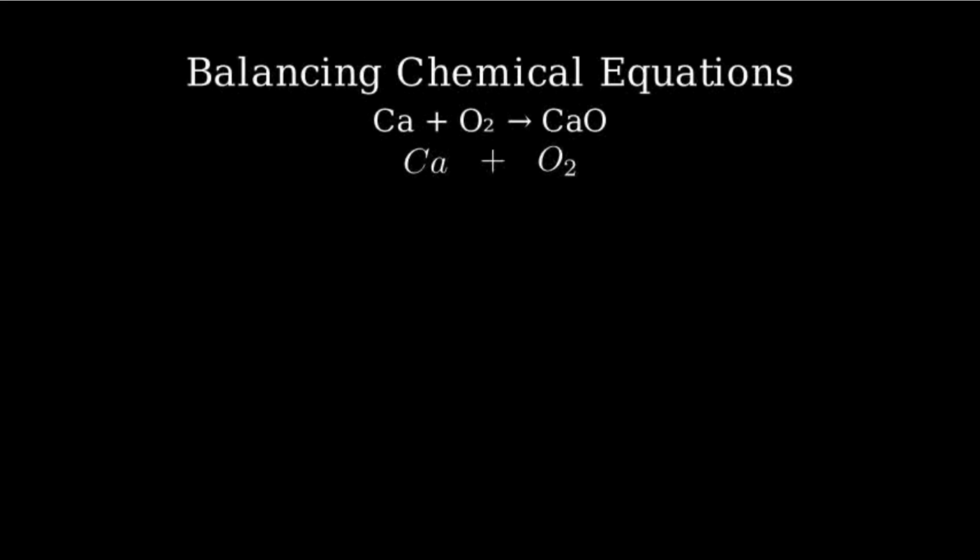On the reactant side, we have calcium, Ca, plus oxygen gas, O2. On the product side, we have calcium oxide, CaO. The arrow indicates that the reactants are converted into the products.